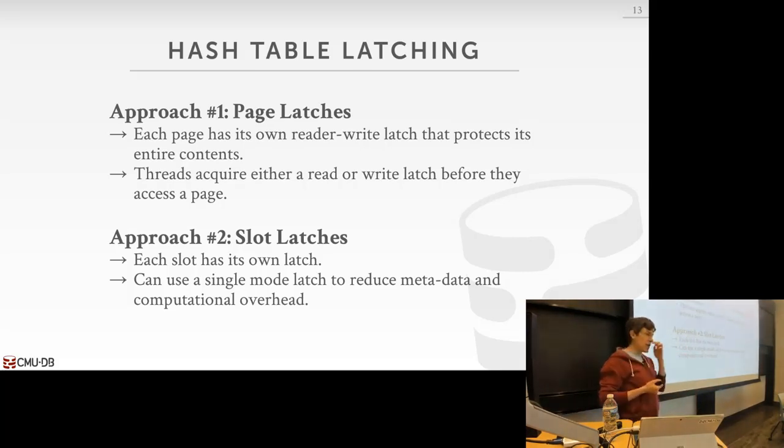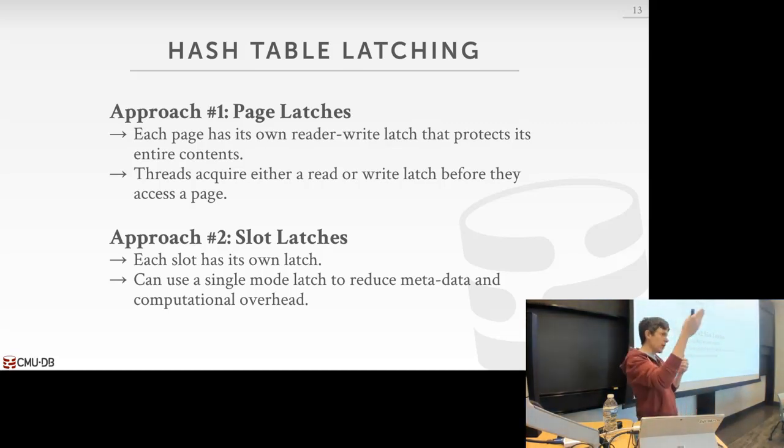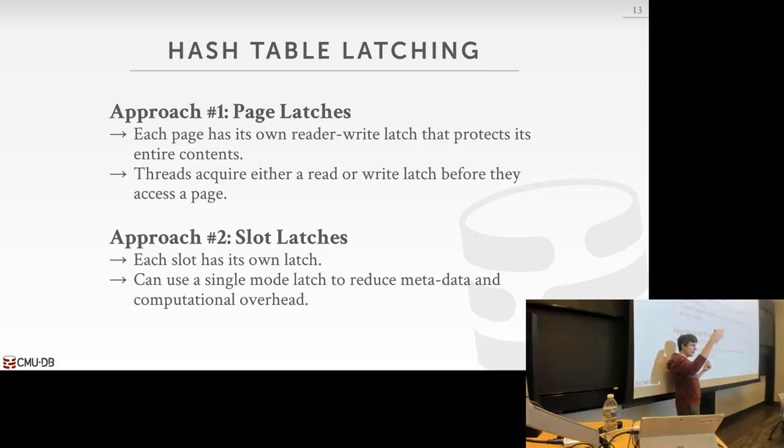So the two approaches to do this will differ on the granularity of the latches. The first approach, you just have a single reader-writer latch on each page. And so when a thread wants to do something, like a lookup, before it can read or access the page, it has to acquire the latch for that page. The other approach is to do more fine-grained latching, where you have a latch for every single slot. That means as you're scanning down, you acquire the next slot's latch, and then you can go into it and look for whatever you're looking for.